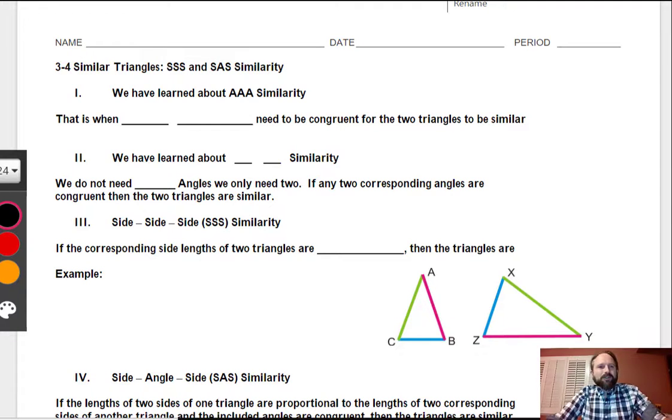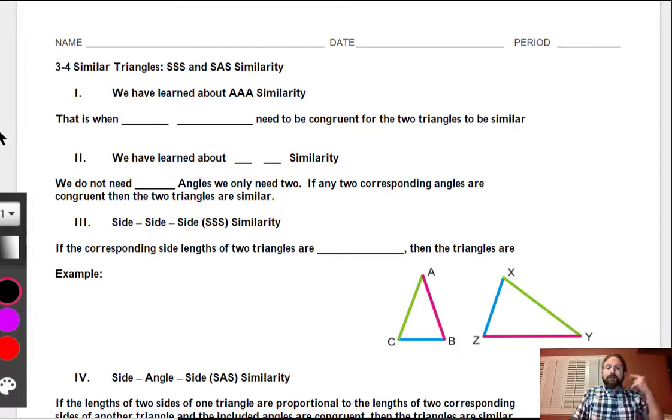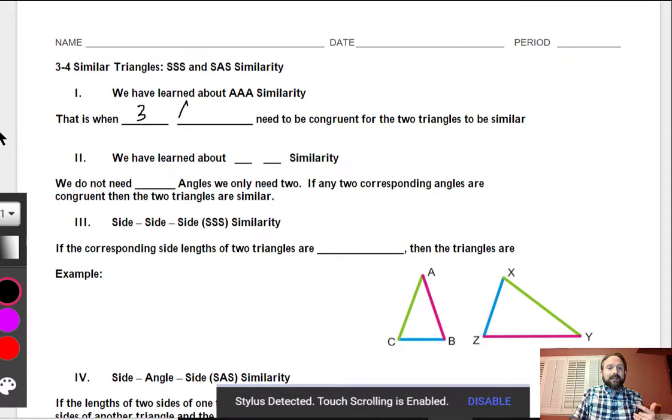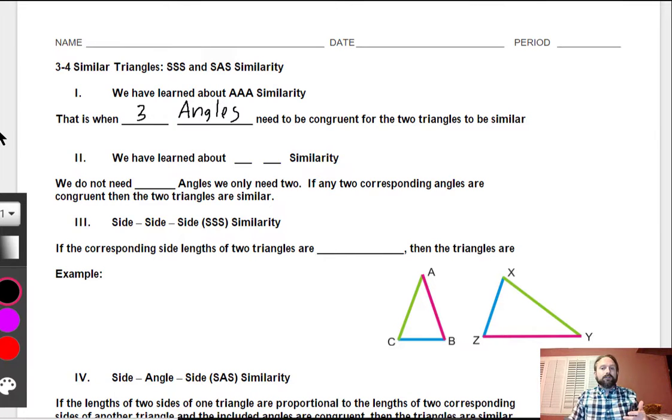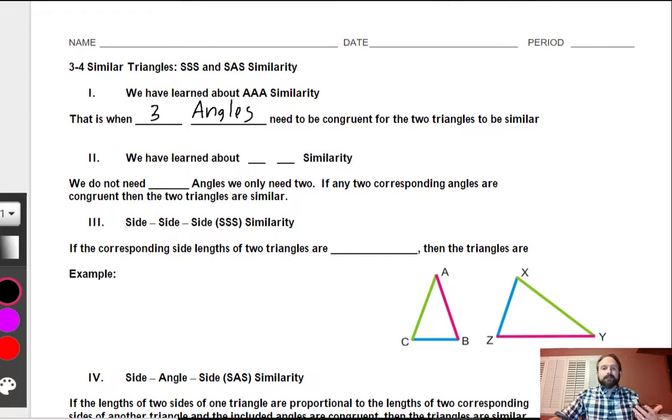Hello everyone, Mr. Schultz here, and we're doing Integrated 2 3-4, which is side-side-side and side-angle-side similarity. So we have already learned about angle-angle-angle similarity. That is when three angles need to be congruent for the two triangles to be similar. Cool. If all the angles are congruent, then the triangles are similar.